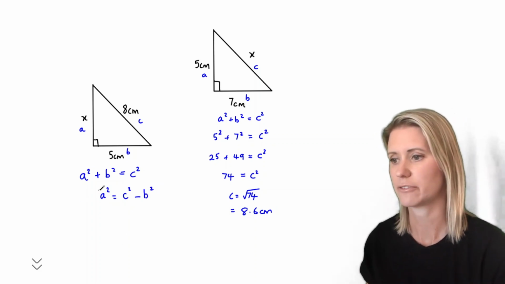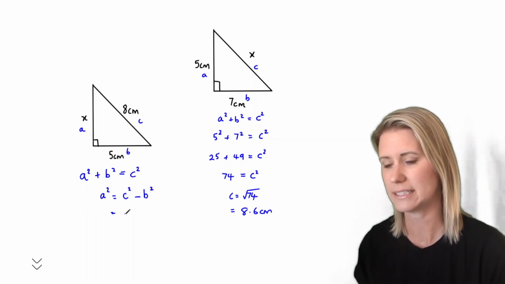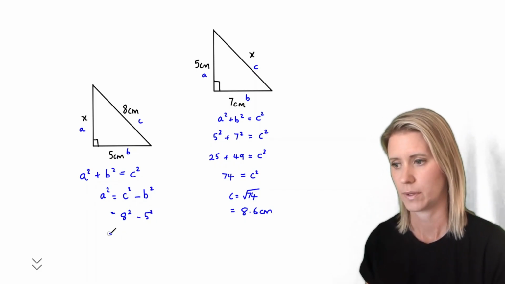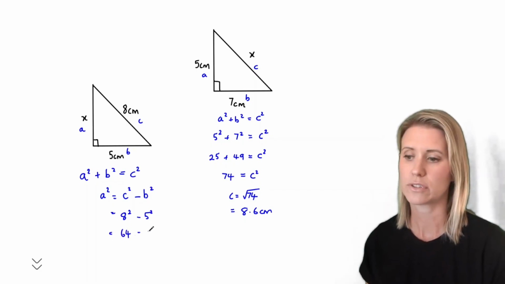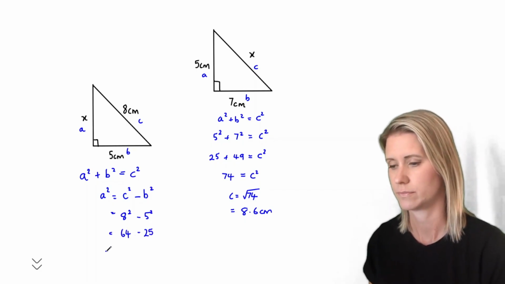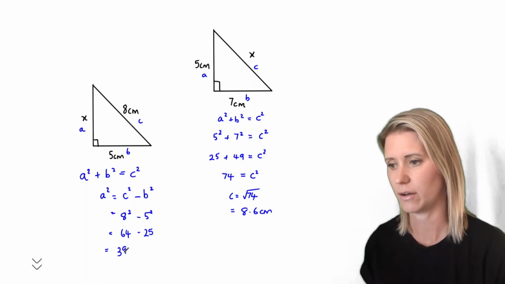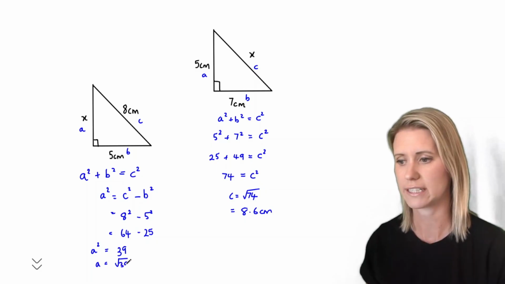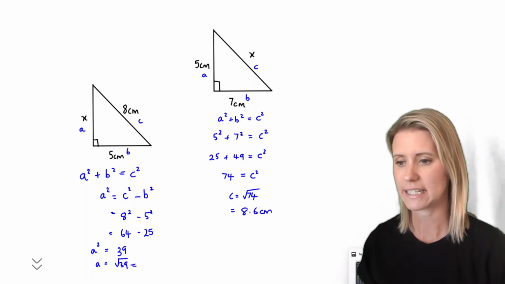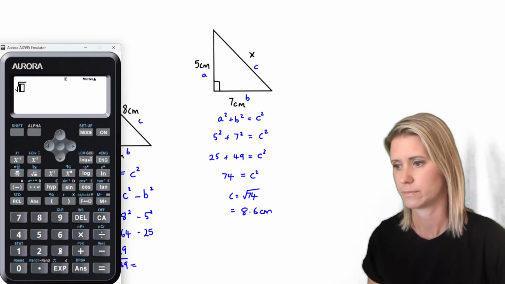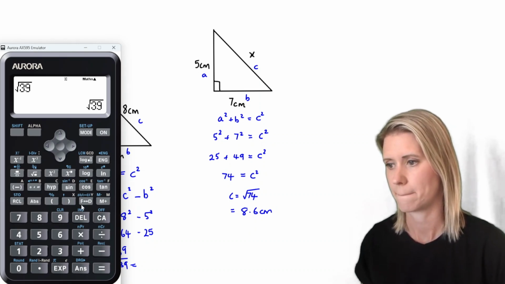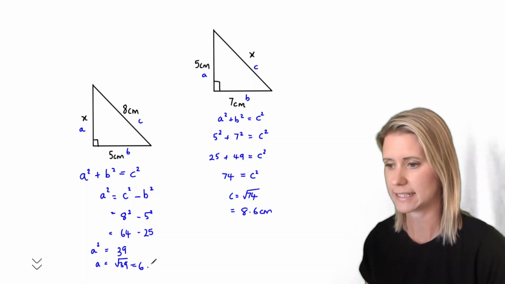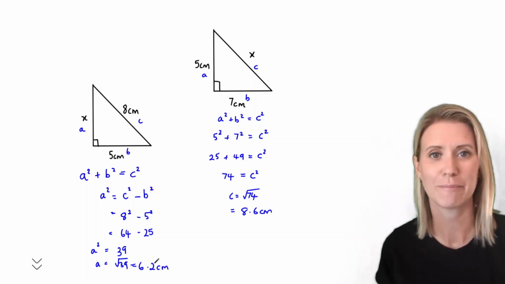Okay, so let's put that into the formula. C squared is 8 squared, and we're subtracting 5 squared, which is 64 subtract 25, which is 39. So A squared is 39. A is going to be the square root of 39, which is equal to 6.2 to 1 decimal place. So that's 6.2 centimetres because it's a length.